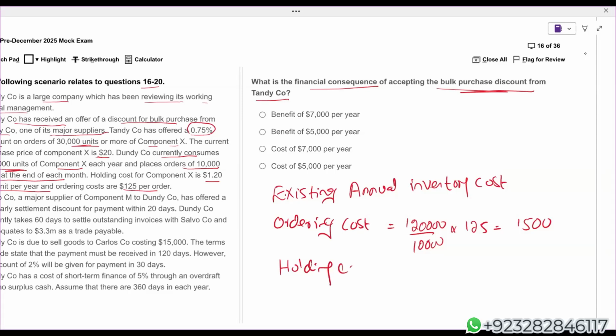Holding cost: we assume that 50% of the order size is in your warehouse, multiplied by per unit holding cost, which is 1.2. I'm getting 6,000. At least we can say one thing: their current order size is not EOQ. Why is it not EOQ? Because if 10,000 was an EOQ, then ordering and holding cost should have been equal. They are not equal. It means currently you are not following EOQ. Okay.